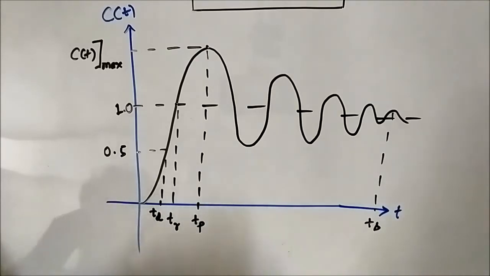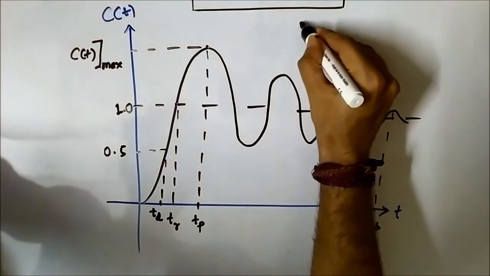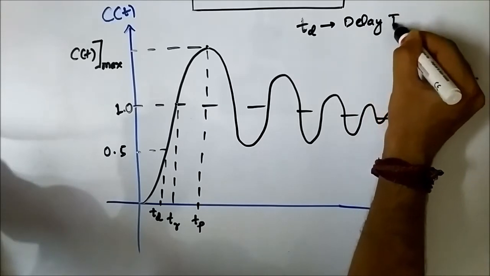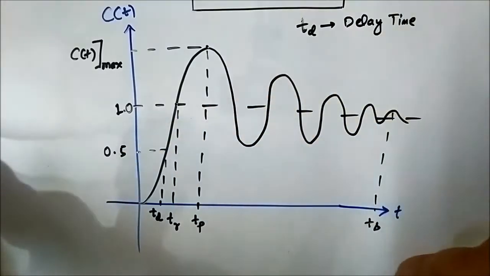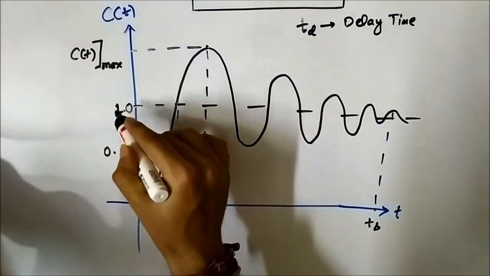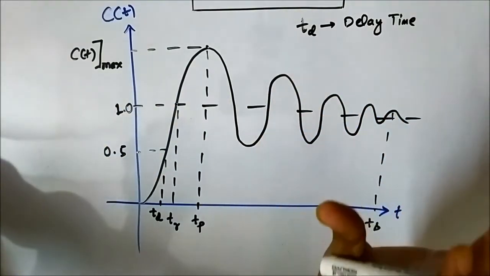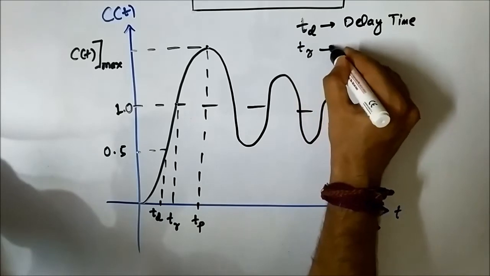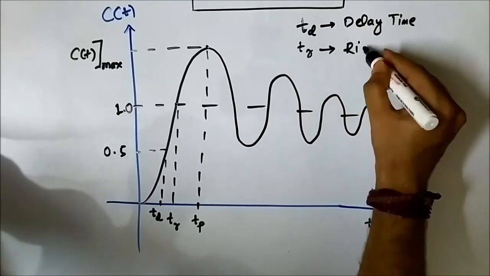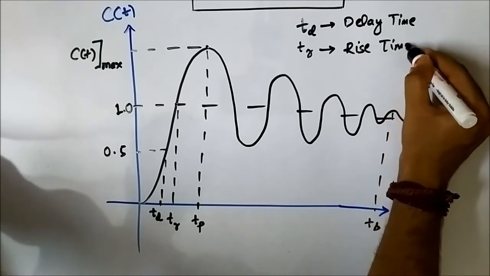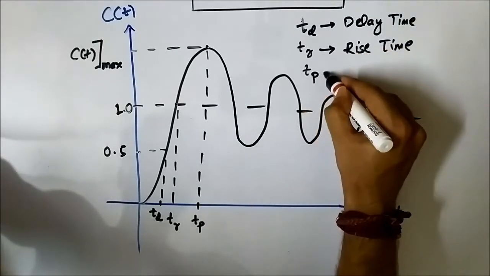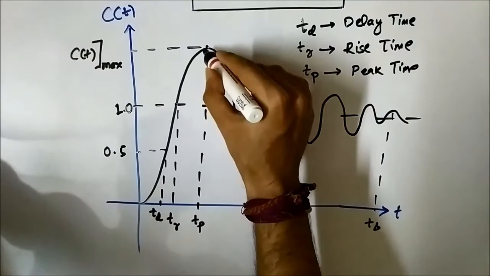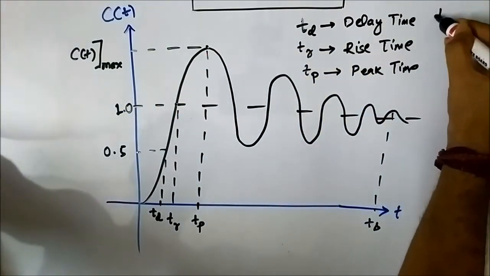So the first one is the delay time, which is the time at which the output response reaches half, or 50%, of the steady state value. Normally it is 1 we take. It can be anything, but 50% of the steady state value. Then we have the rise time, which is the time at which the output response reaches the steady state value for the first time. Then we have the peak time, the time at which the output response reaches the maximum value. And then we have the settling time.